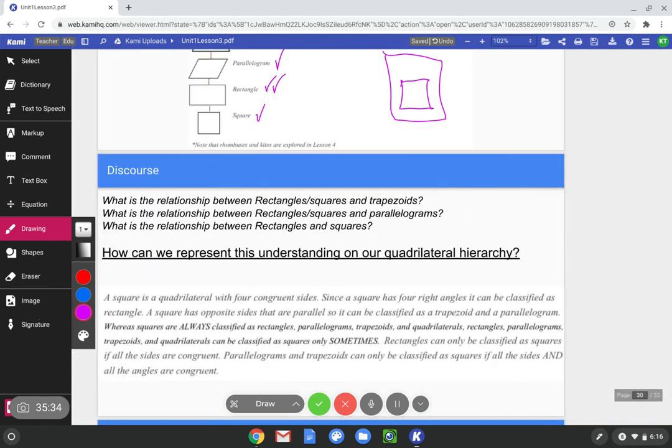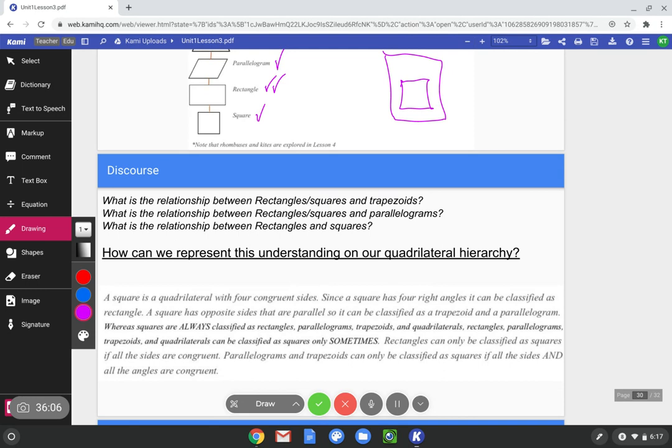A square is a quadrilateral with 4 congruent sides. Since a square has 4 right angles, it can be classified as a rectangle. A square has opposite sides that are parallel, so it can be classified as a trapezoid and a parallelogram. Where squares are always classified as rectangles, parallelograms, trapezoids, and quadrilaterals, rectangles, parallelograms, trapezoids, and quadrilaterals can be classified as square sometimes.